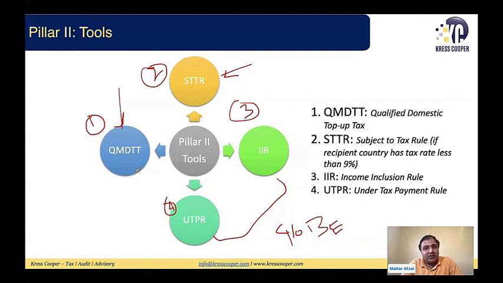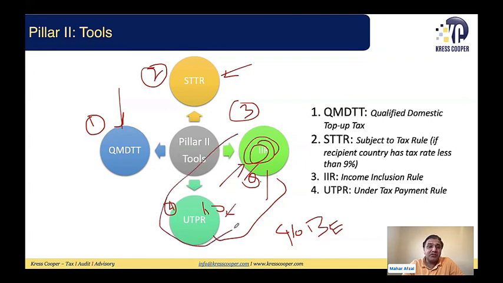Now, in certain situations, if we cannot apply IIR, then the fourth is the undertaxed payment rule, UTPR. This will be applicable based upon the tax applied by the IIR. If the IIR applied 0% tax, under the UTPR we need to apply 15%. If 5% tax has been applied here, we need to apply 10% here. If 10% tax has been applied here, we need to apply 5% here. This is the reason these two are called interlocking rules. Whatever the UTPR applies depends upon the IIR. So this is called interlocking rules.